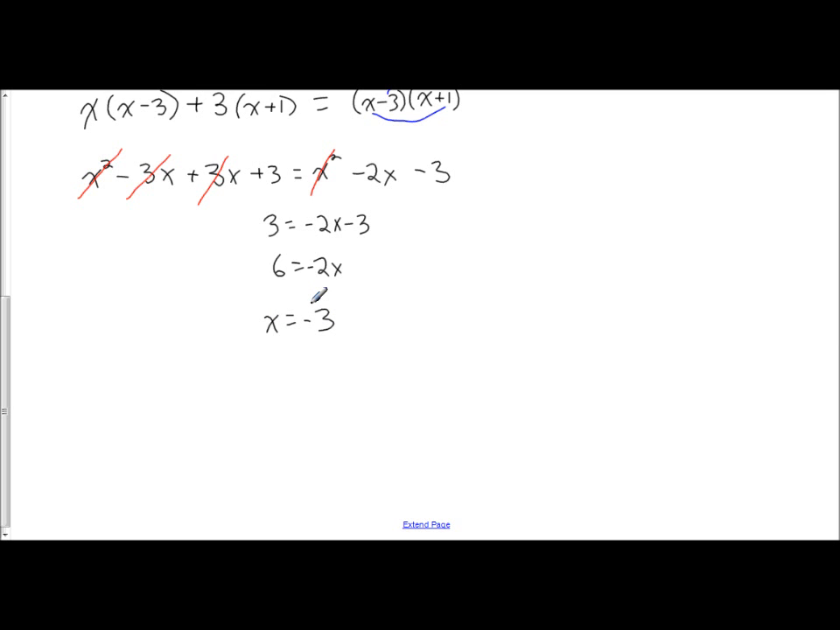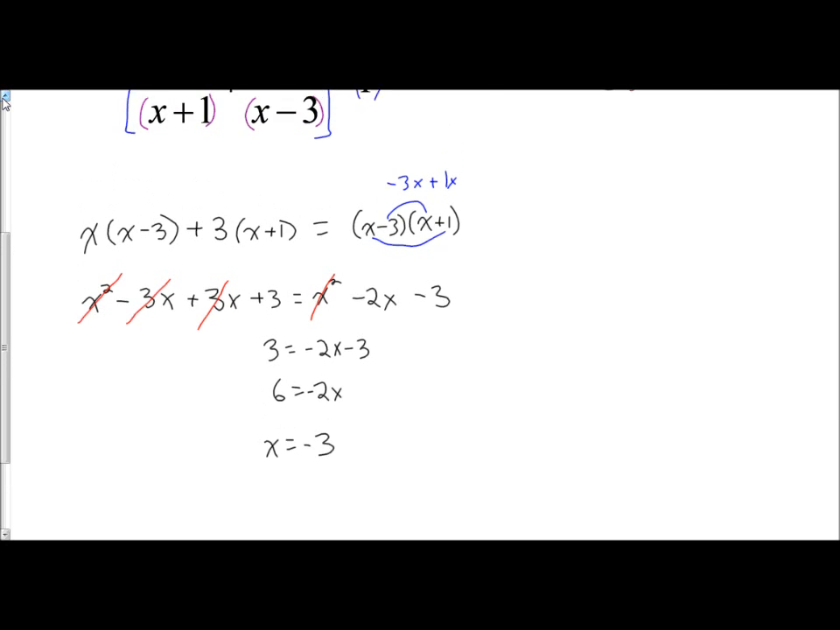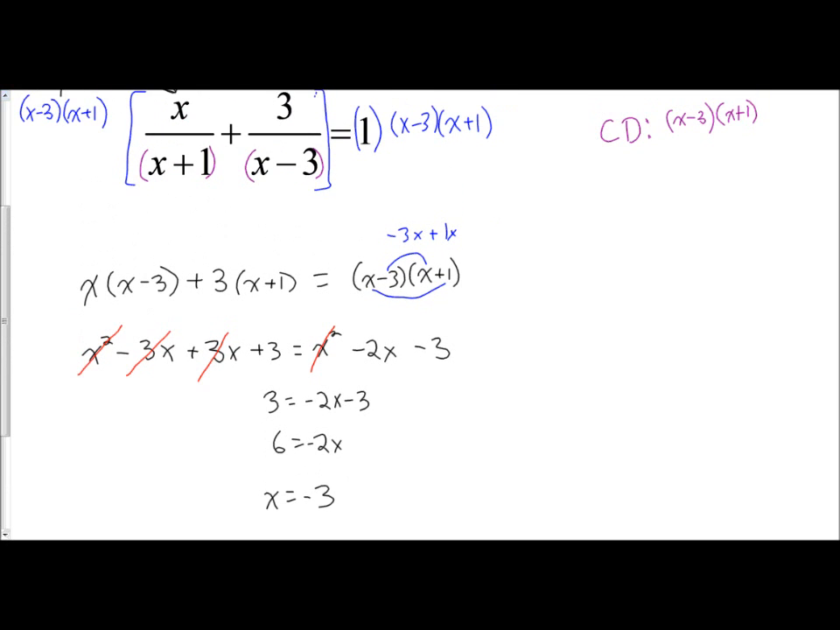Now, before we box it, we circle it to say that is our answer. We need to compare it to our excluded values. And my excluded values for this were -1 and +3. My answer is x equals -3, which is not part of the excluded values. So therefore, that is my solution.